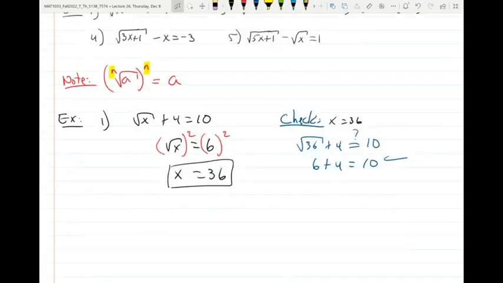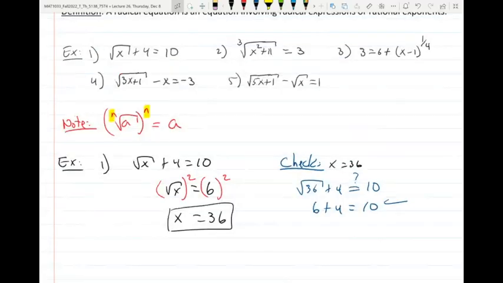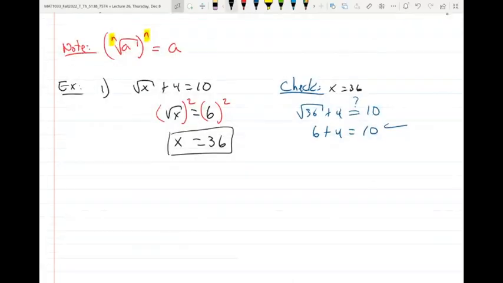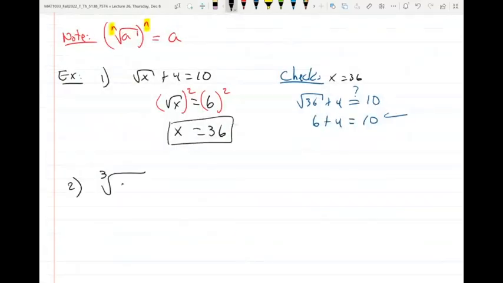All right, do you understand what I just did? So all you have to do is isolate the radical, and once you have the radical expression by itself, raise both sides to the power matching the index. Okay? That will cancel the radical, and then you solve the remaining equation. For example, let's take a look at number 2. So number 2, that's the cube root of x squared plus 11 equals 3.